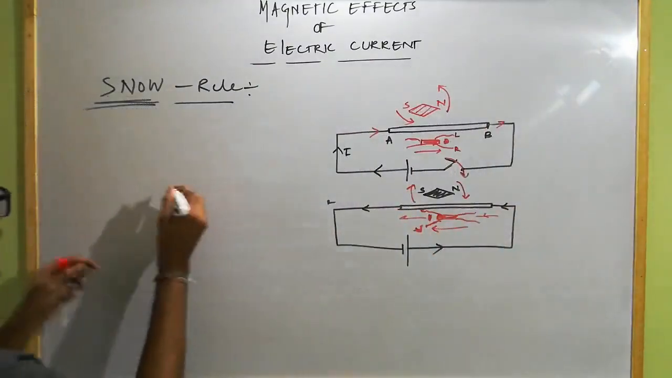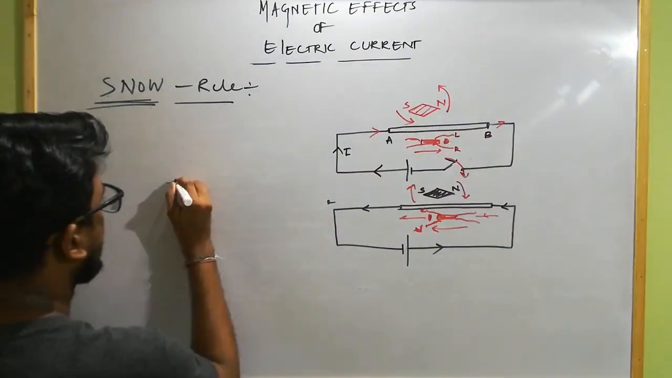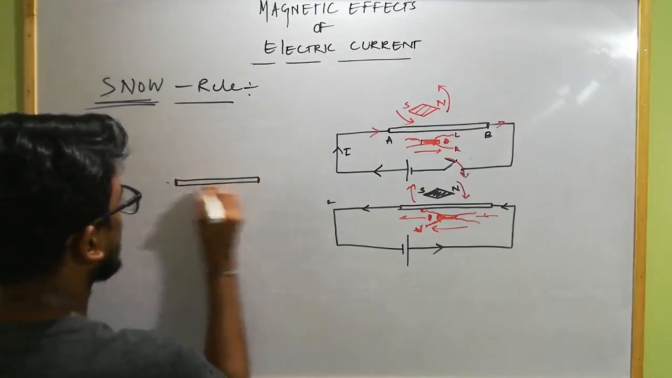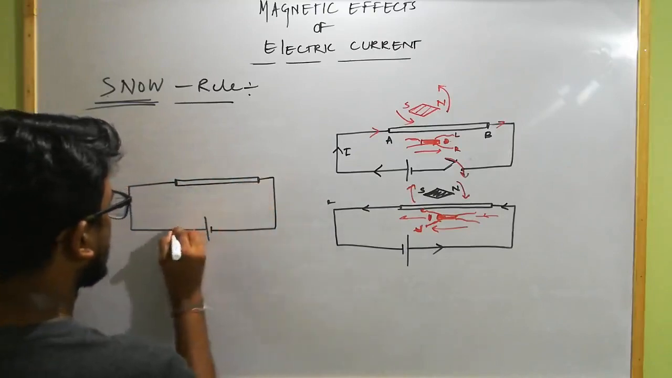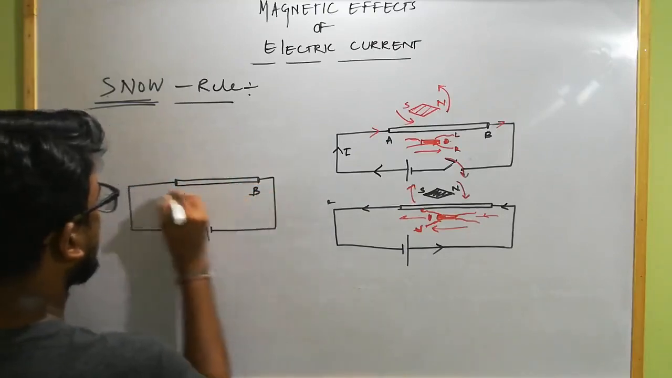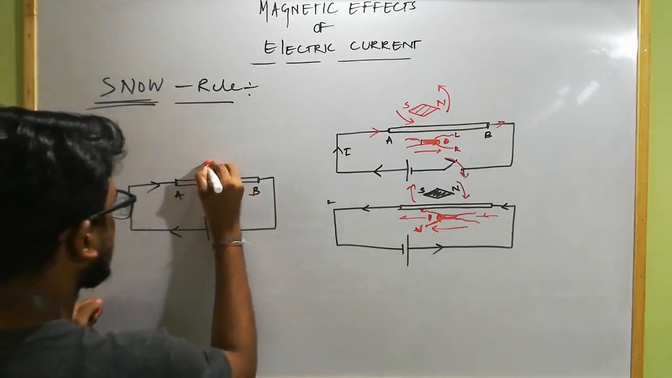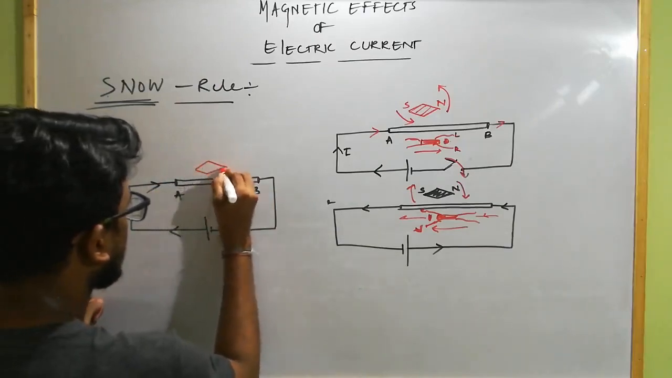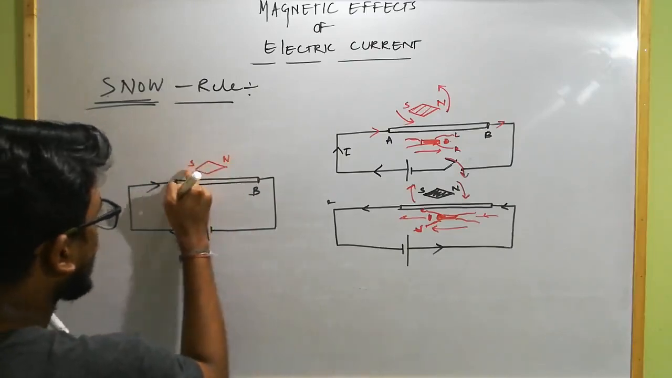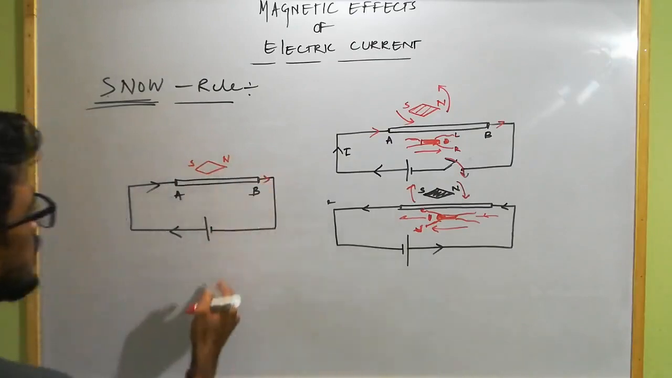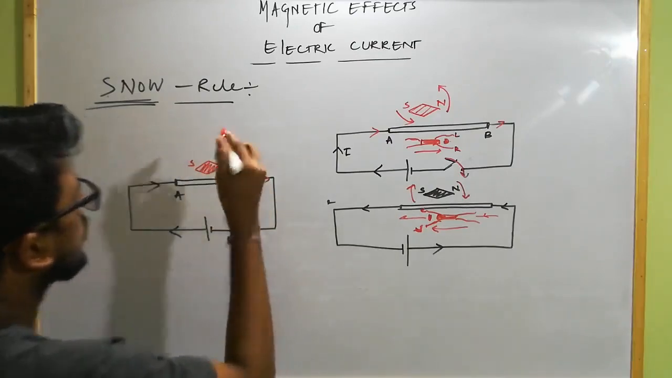That means if this is a current carrying conductor, and the current is allowed to flow through it from A to B, and we place a magnetic compass parallel to this such that the current enters through the compass from south to north direction, then the north pole of the magnetic compass gets deflected towards the west.